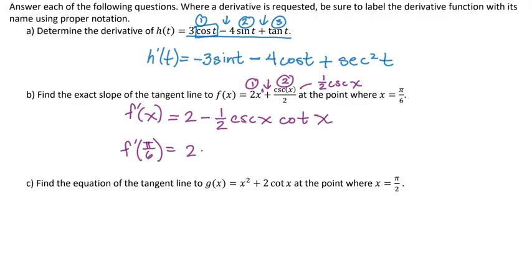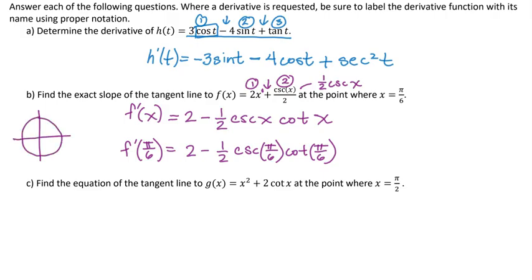So I'm going to get 2 minus 1/2 of cosecant pi over 6 times cotangent pi over 6. So this takes a little bit maybe of reviewing some of your special values, but pi over 6 is towards the bottom of quadrant 1. So that would have coordinates root 3 over 2, 1/2. Which means that sine is 1/2, so cosecant will be 2. Cosecant is the reciprocal of sine.